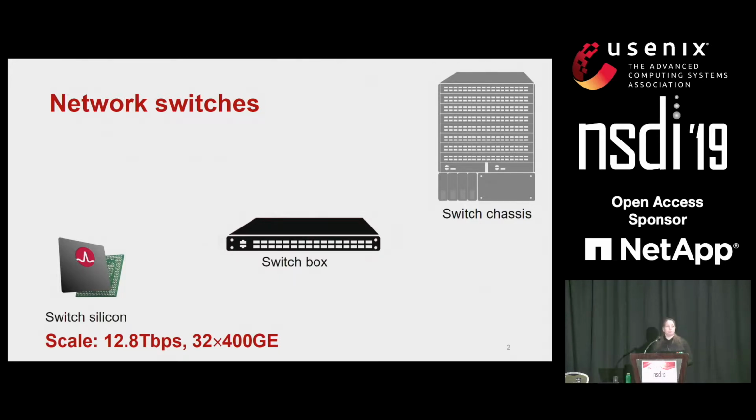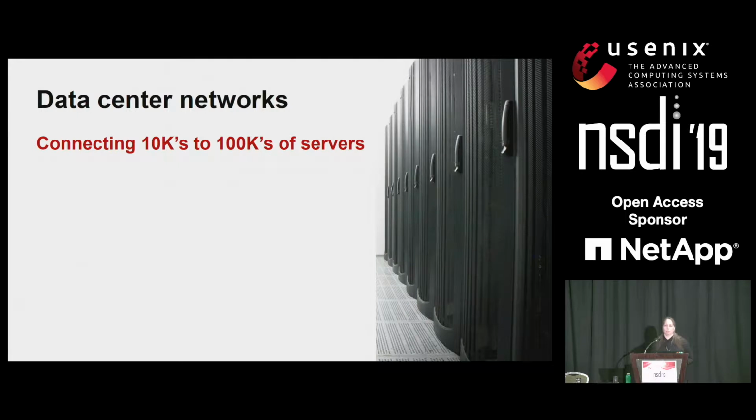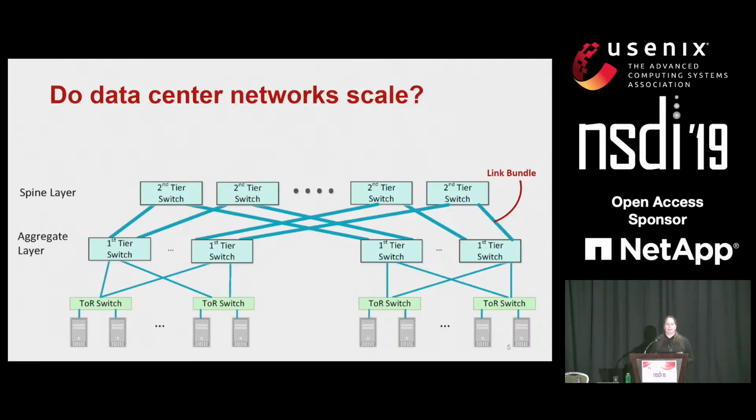But then again, we have even bigger network switches. We've got network switch systems, such as the Cisco CRS-X and Huawei 12800. And these multiple racks of network equipment reach a scale of a petabit per second. But then again, we have even bigger network switches, and that's data center networks. And they connect tens of thousands to hundreds of thousands of servers. And the question here today is, do these data center networks scale?